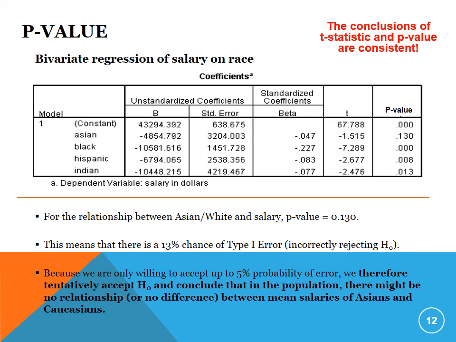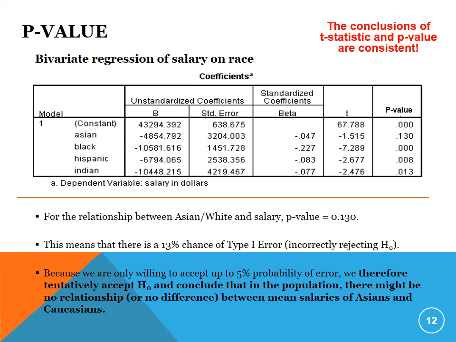So, what you should notice from this slide and the slide where we talked about this very same output and we looked at it from the t-value perspective, we can see that the conclusions of t-statistic and p-value are consistent across the board. So here we're seeing a p-value of 13% error. And then we go to our t of negative 1.5. We should see immediately that that is in the no-fly zone, immediately. So being that it's in the no-fly zone, we have to tentatively accept the null hypothesis, okay?